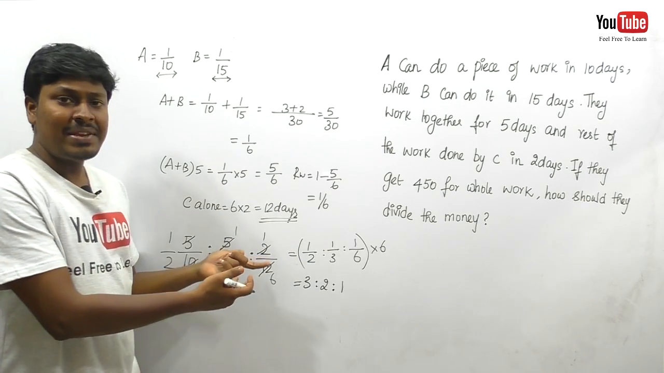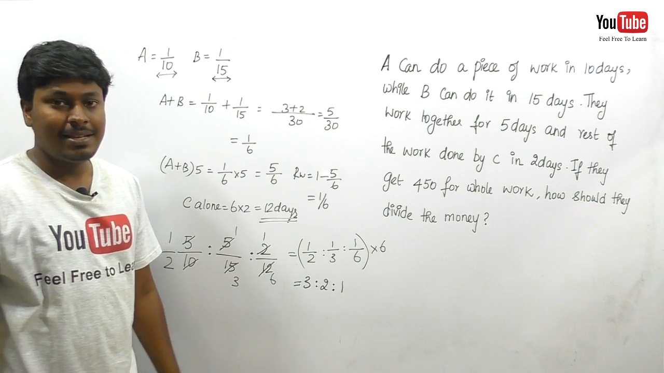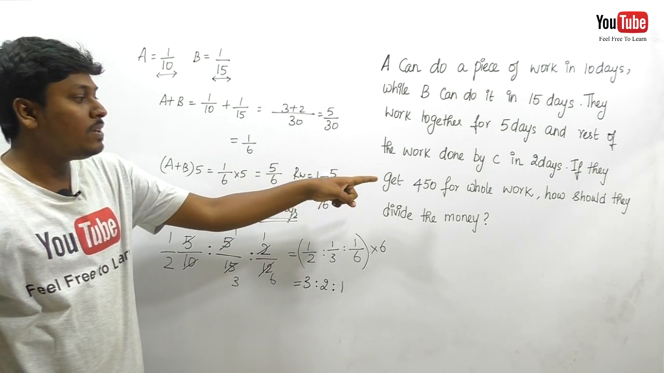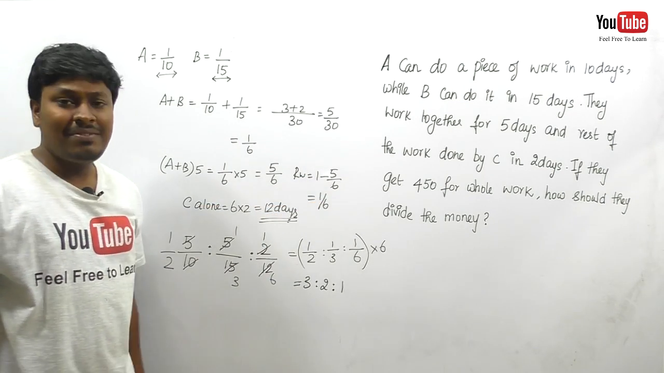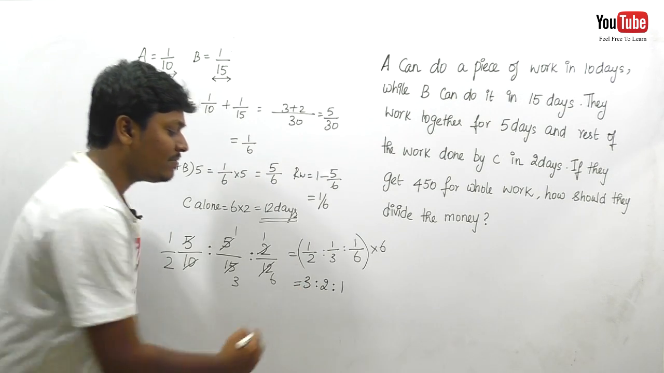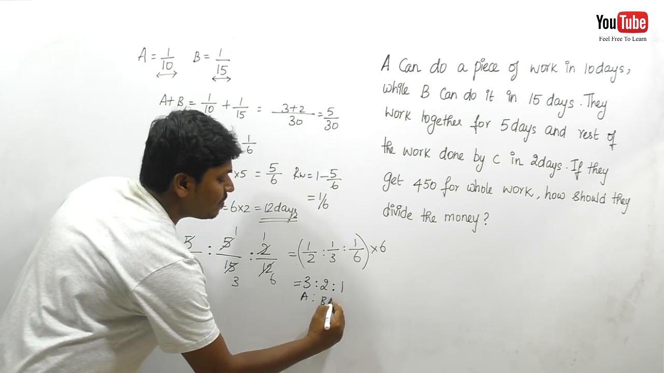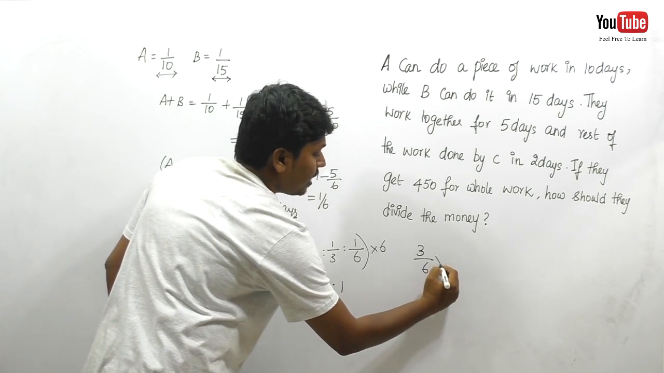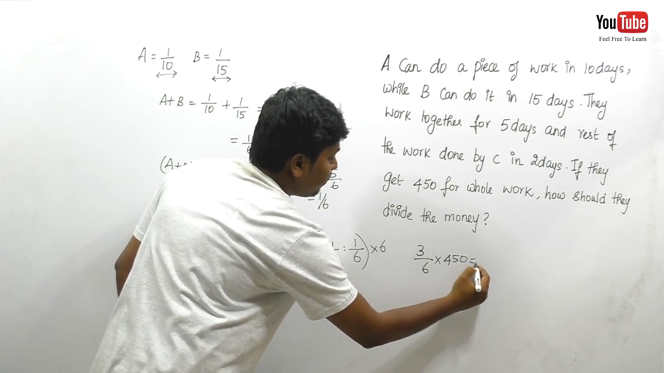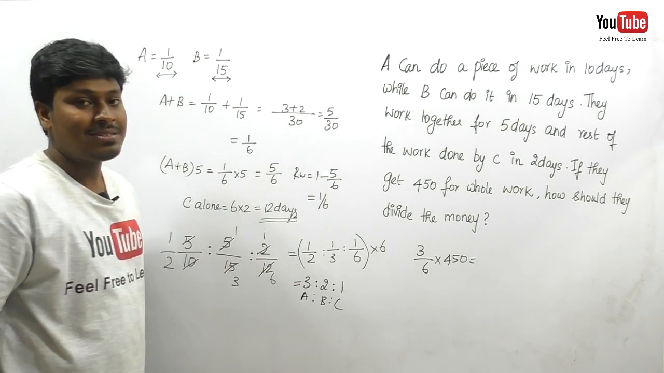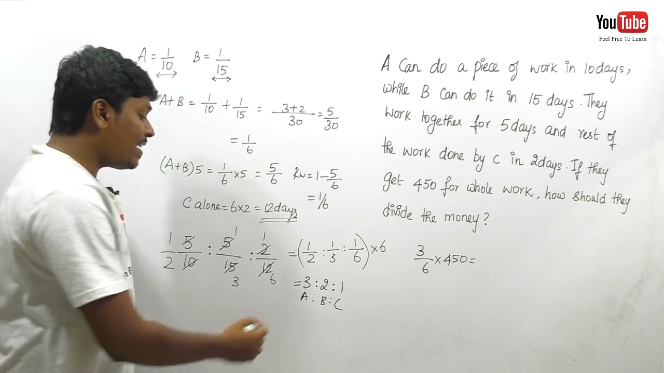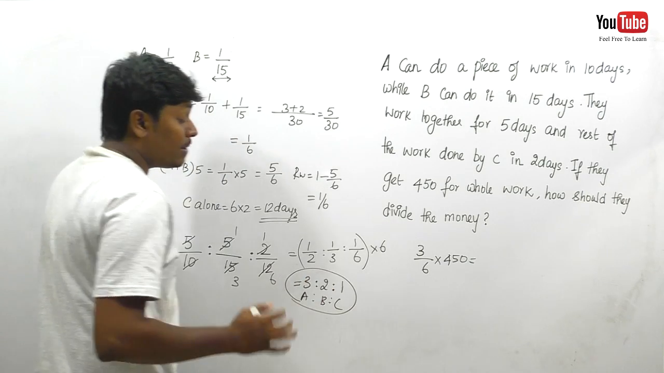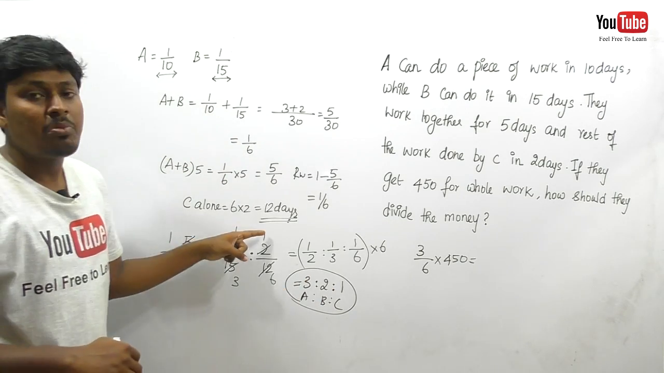So if I find the ratio, calculating the amount will be easy, right? They have said that if they get 450 for the whole work, how do they divide the money? So if I take A, friends, we know that A is to B is to C. If I want to calculate A, then we can say that 3 divided by total work into 450. Similarly, if you need to calculate B, that is 2 divided by 6 into 450, right? After finding this, everyone can divide the money, but the only thing is that we should know this method properly, right?